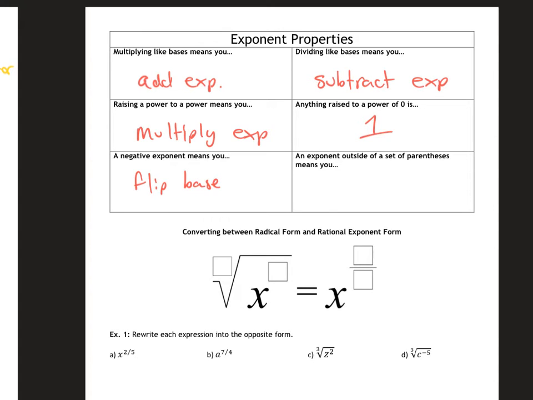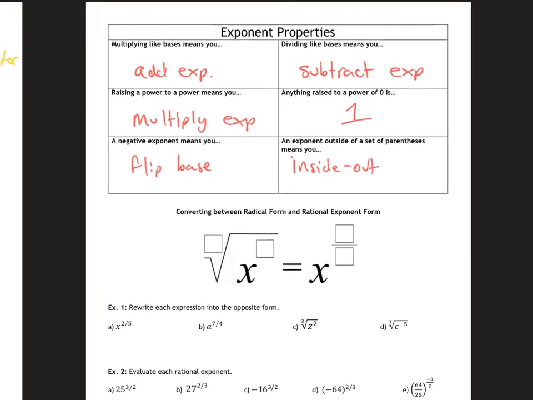So if it's negative up top, it goes to the bottom. If it's negative on bottom, it goes to the top. An exponent outside the parentheses, you're going to work your way inside out, applying all your principles. So if it's multiplying, you're going to add. If it's numbers, you're still going to do the same thing.